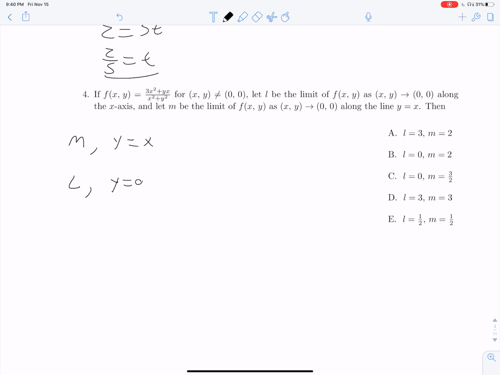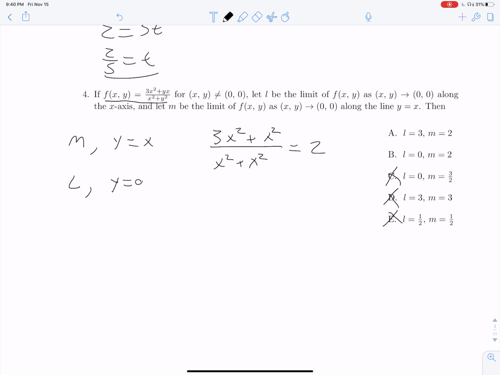Keeping our formatting nice, all we need to do is plug these in, and our answers will pop out. There's no special math that we need to do. So for y equals x, this f of x will be 3x squared, I'm just substituting x in for every y, plus x squared over x squared plus x squared, which will simplify down to 4x squared over 2x squared, which is 2. So we know that M is equal to 2.